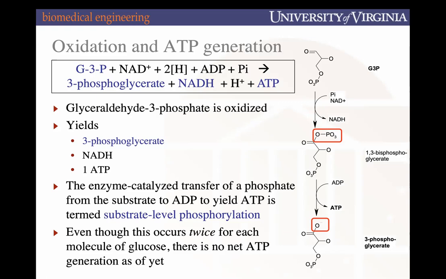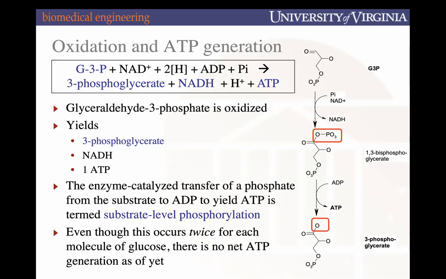And once this happens, the subsequent metabolite is 3-phosphoglycerate. And so to take inventory of the energetics here, for each G3P, we're going to produce 1 3-phosphoglycerate, 1 reducing equivalent, NADH, and 1 ATP.